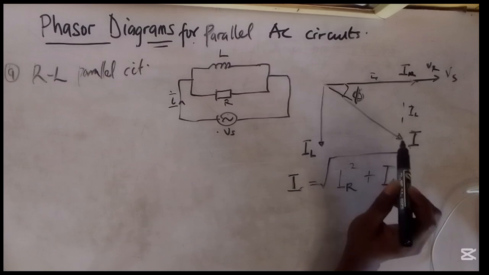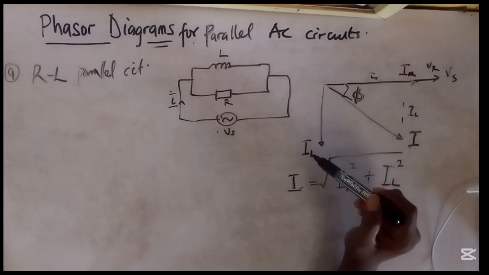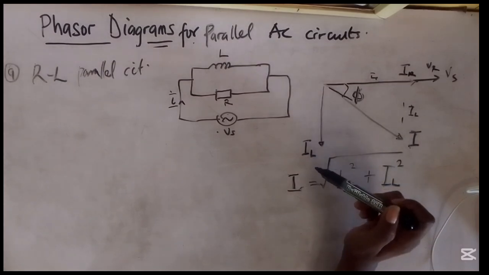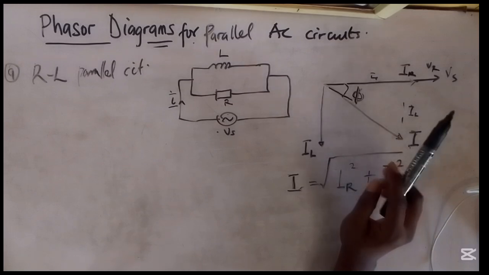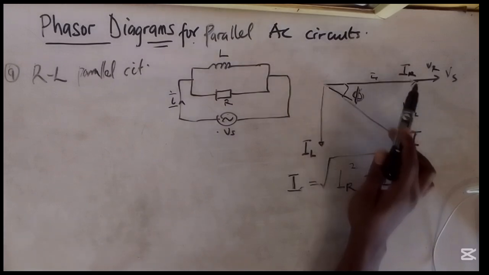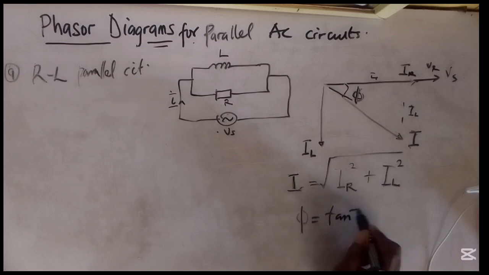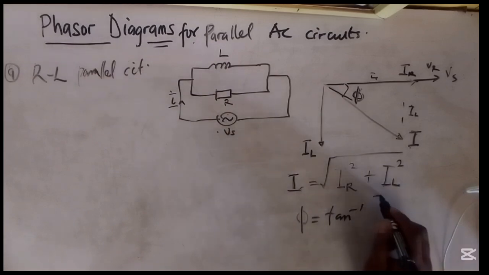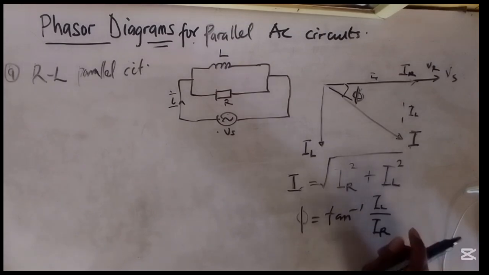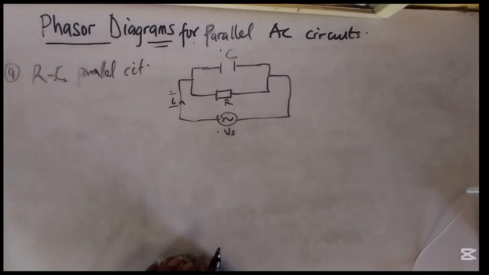And with that, we can get the value for our phase angle, the angle of lead or lag, which can actually be seen from the relationship between IL and IR. The relationship can be gotten from tan, of course, where our phi is the tan inverse of IL over IR.